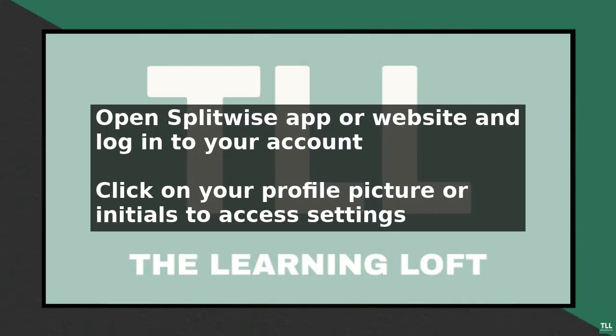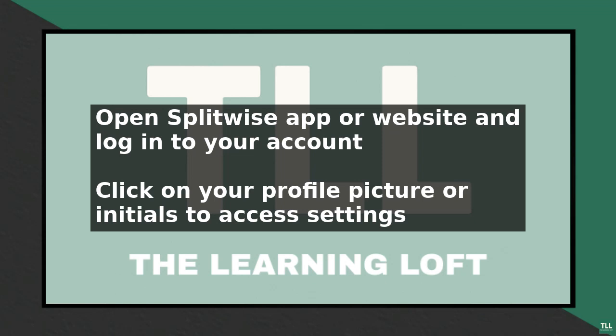To change the language on Splitwise, start by opening the Splitwise app on your device. If you are using a web browser, navigate to the Splitwise website and log into your account. Once you are logged in, click on your profile picture or initials, usually located at the top right corner of the screen. From the drop-down menu, select Settings.